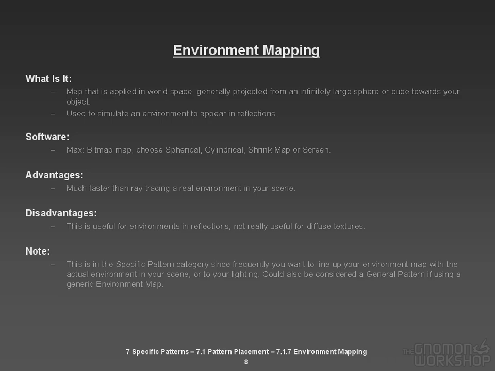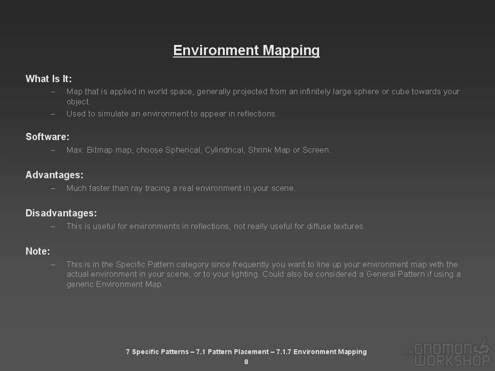So now a brief word about environment mapping. This is a map that is applied in world space and is generally projected from an infinitely large sphere or cube that surrounds your entire scene. These are generally used to simulate an environment to appear in reflections. Software-wise, you choose the bitmap map, and then you go up to the top under coordinates, and there's a setting to change to spherical, cylindrical, shrink map, or screen, and that lets you environment map your bitmap in your scene. The big advantage is it's much faster to use an environment map than to do ray tracing of a real environment in your scene, although obviously the results are not necessarily as good.